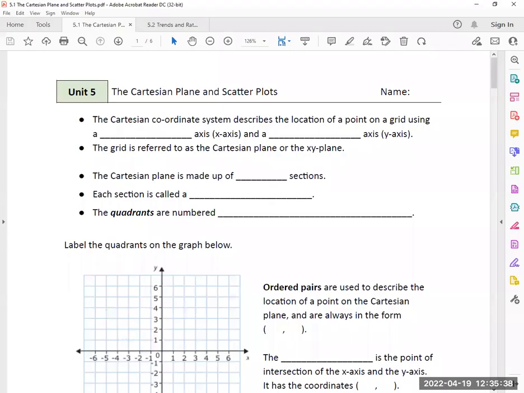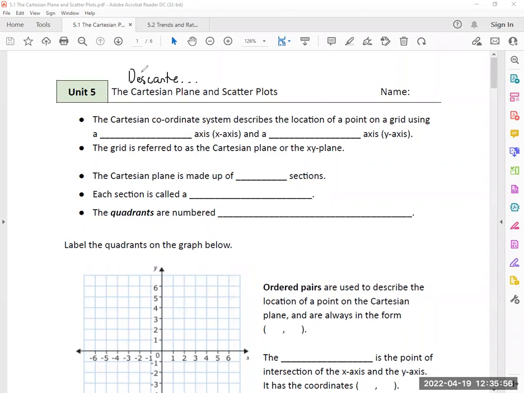All right, we got this. The Cartesian plane, right? Named after the mathematician Descartes. It's not that important, but it's a fun fact, I guess. We're going to look into something called the Cartesian plane and scatter plots.